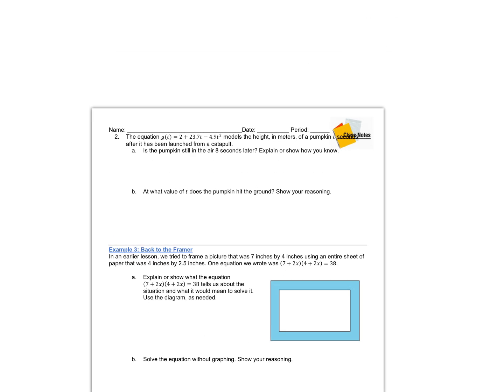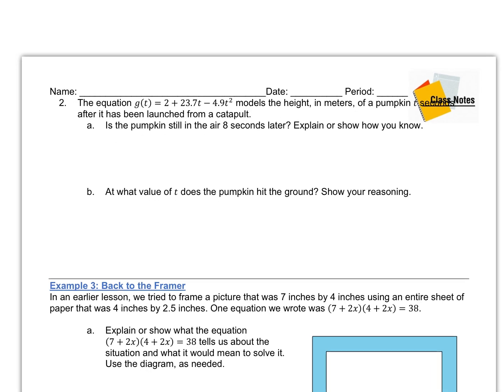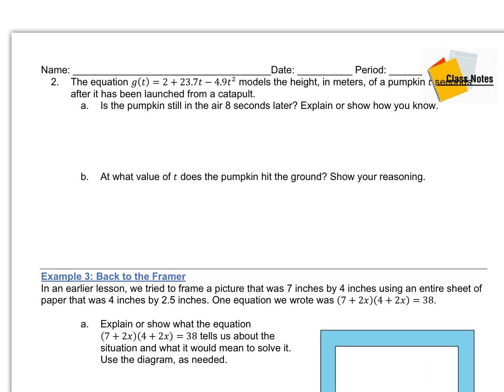All right, backside, another example. So the following equation now models the height in meters of a pumpkin after it has been launched from a catapult. So I want you guys to pause here and try this one on your own now that you've seen a pretty lengthy example. Starting with the first question, is the pumpkin still in the air 8 seconds later? Explain how you know. Okay, so think about what information they're giving you there, and then B is, at what value of t does the pumpkin hit the ground?